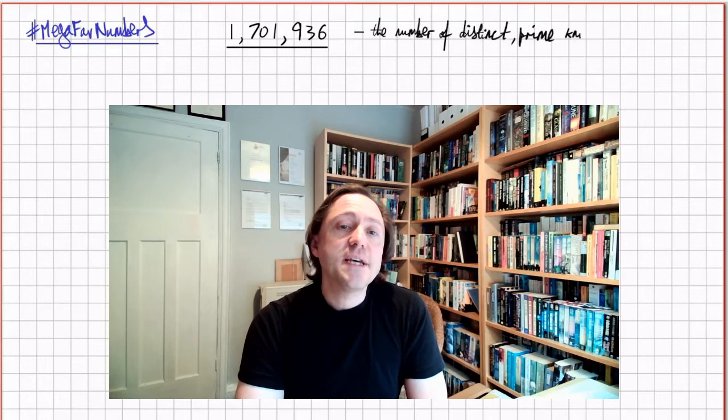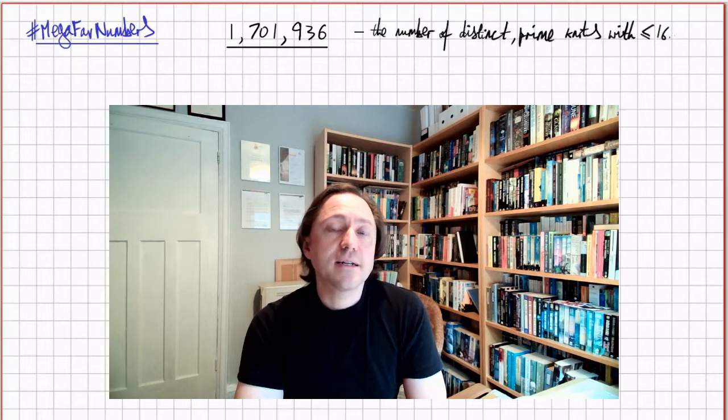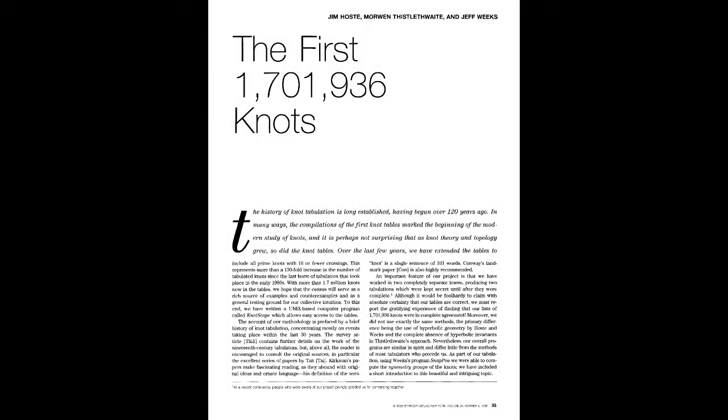Hello, I'm Nicholas, and I'd like to tell you about one of my favourite numbers, which is 1,701,936. Now, this is the number of distinct prime knots with up to and including 16 crossings.